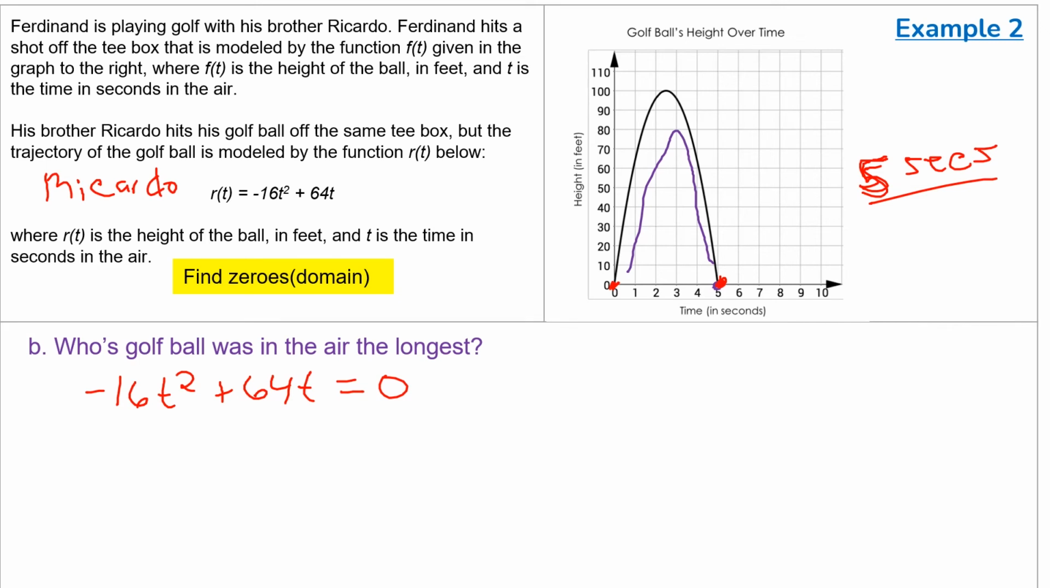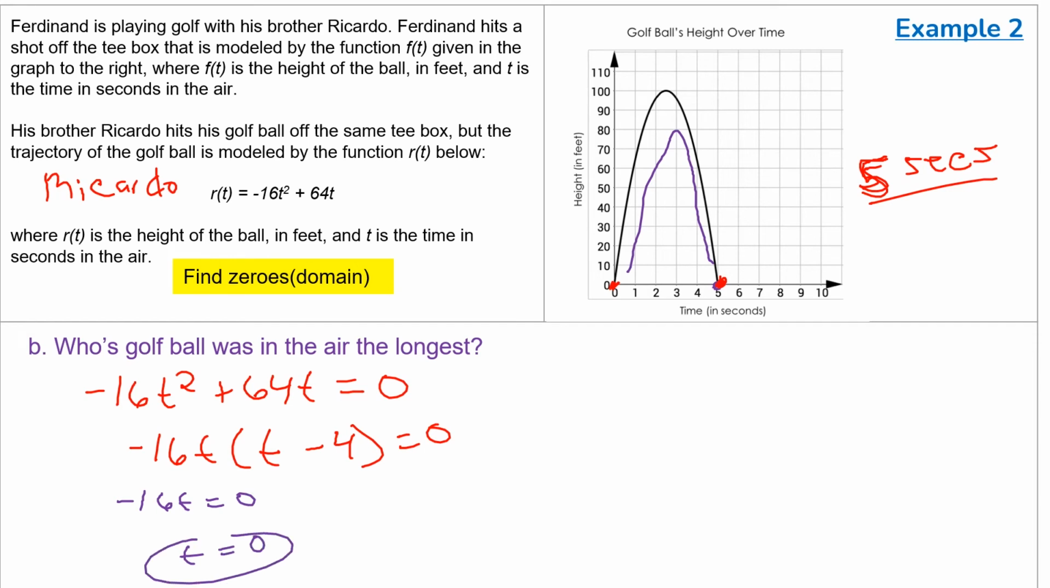So the greatest common factor here is negative 16t. And if I divide everything by negative 16t, so that would be t minus 4. And then I want to set these two expressions equal to 0. So of course, if I divide by negative 16, one of my zeros is 0. I don't need that. I need my highest 0. So t minus 4 equals 0. Adding 4. All right, so the domain was from 0 to 4, so Ricardo's ball stayed in the air for 4 seconds.